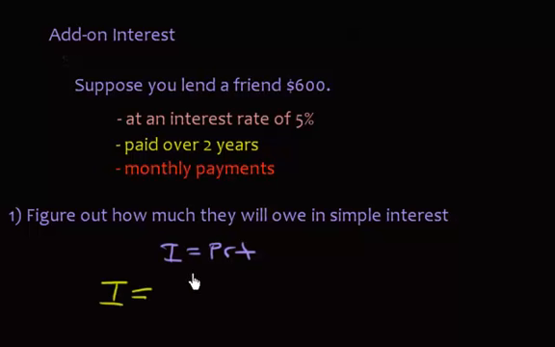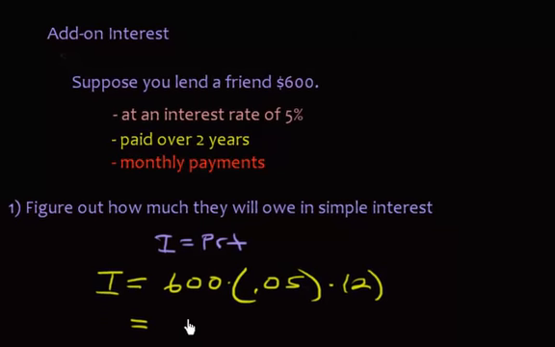So P is $600 because that's how much you are giving them. The interest rate is 0.05. Again, you write that as a decimal. And times the number of years, which is 2 years. So how much are they going to owe in interest? $60. All right, so that's step 1, figuring out how much they owe in interest.